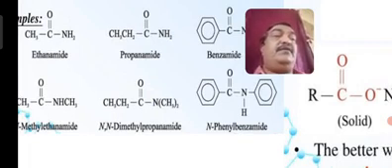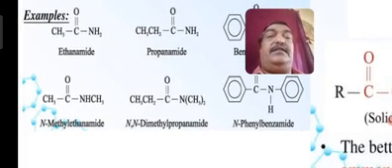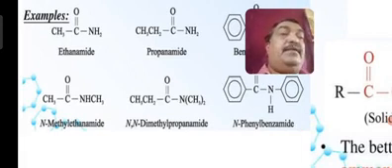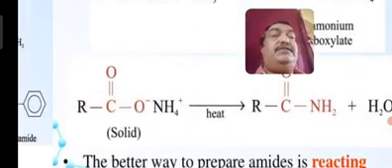or N may be an aromatic ring. So likewise we can have N-methyl ethanamide, N,N-dimethyl ethanamide, and N-phenyl benzamide. Okay, so how are these prepared?